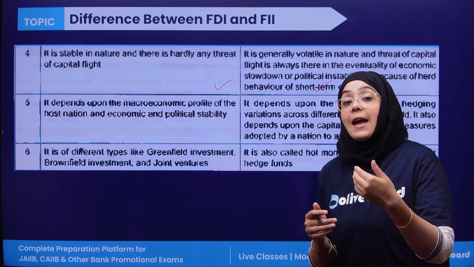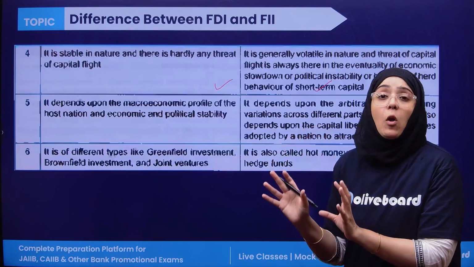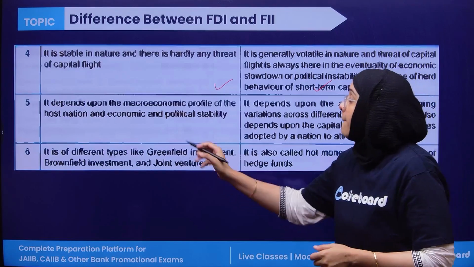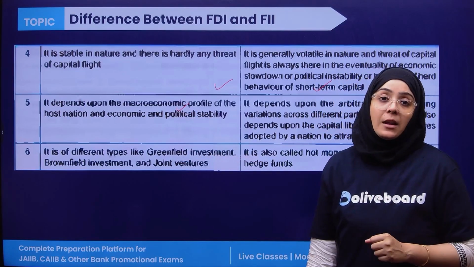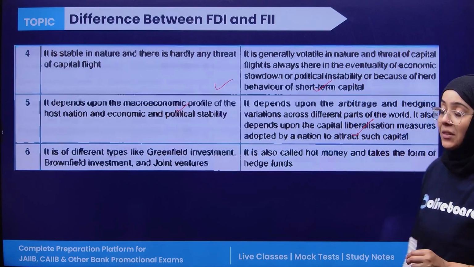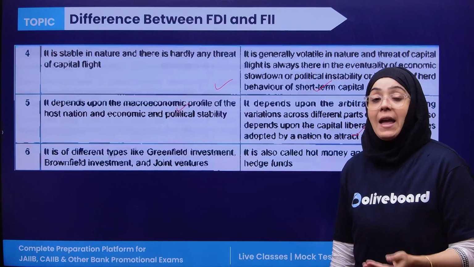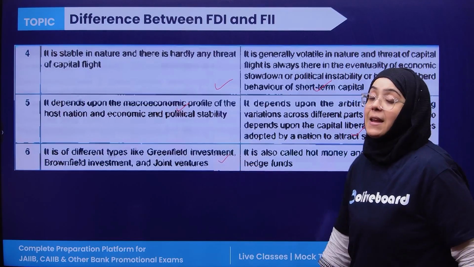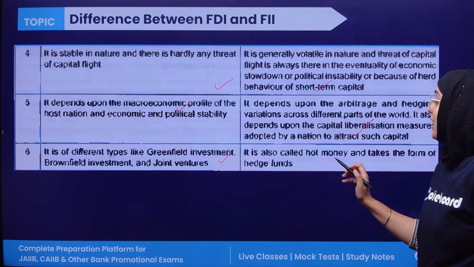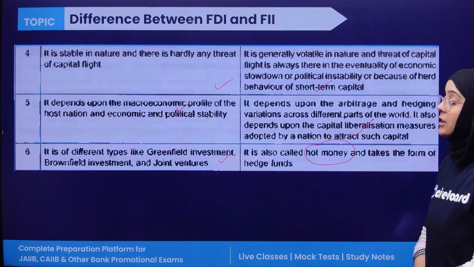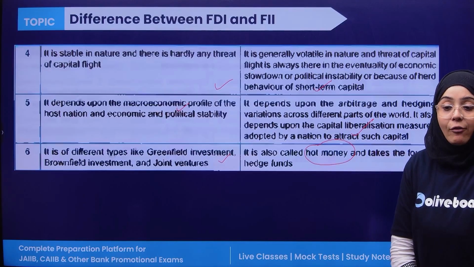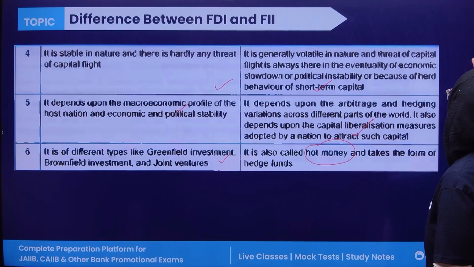When you are investing in FDIs, you are seeing the government policies of that country, the taxation policies of that country. Means you are looking at the macroeconomic profile of that country, whereas you are not judging any of these when you are just doing FIIs, right? Now there are different types of FDIs like greenfield, brownfield, and joint venture. Whereas foreign institutional investments are also called hot money, and they can take the form of hedge funds. Clear? So this is the difference between FDIs and FIIs, right?